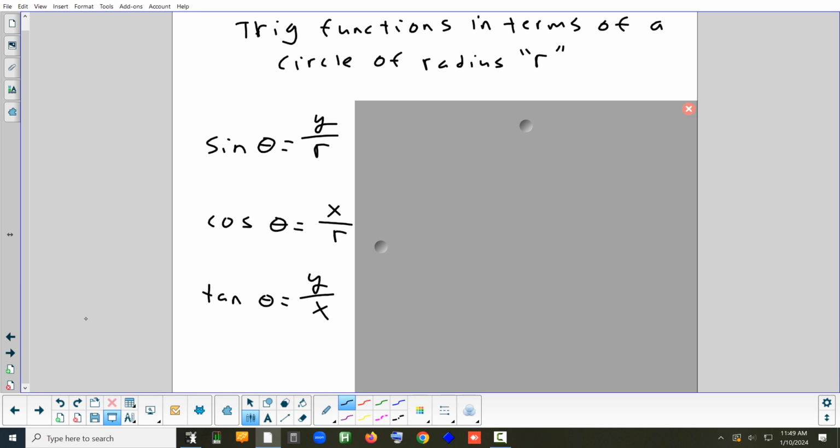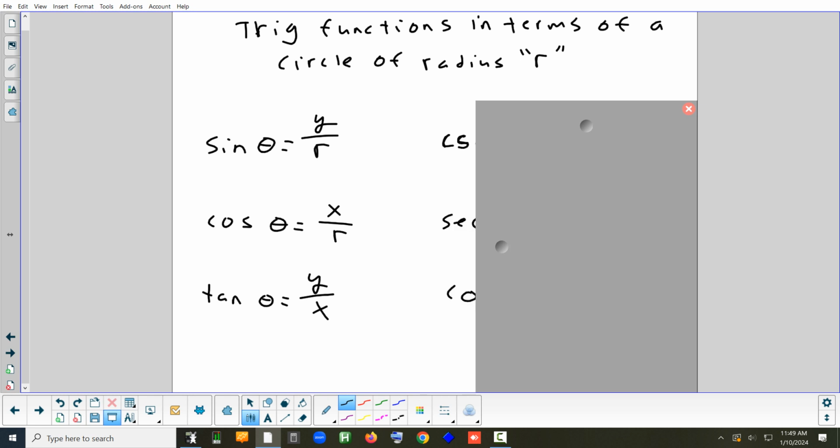So we figured all these formulas out using opposite over hypotenuse, adjacent over hypotenuse, and opposite over adjacent. These formulas and the opposite and adjacent stuff are the same formulas. It's just basically using a different name. That's all. This is basing it off of a coordinate, x and y.